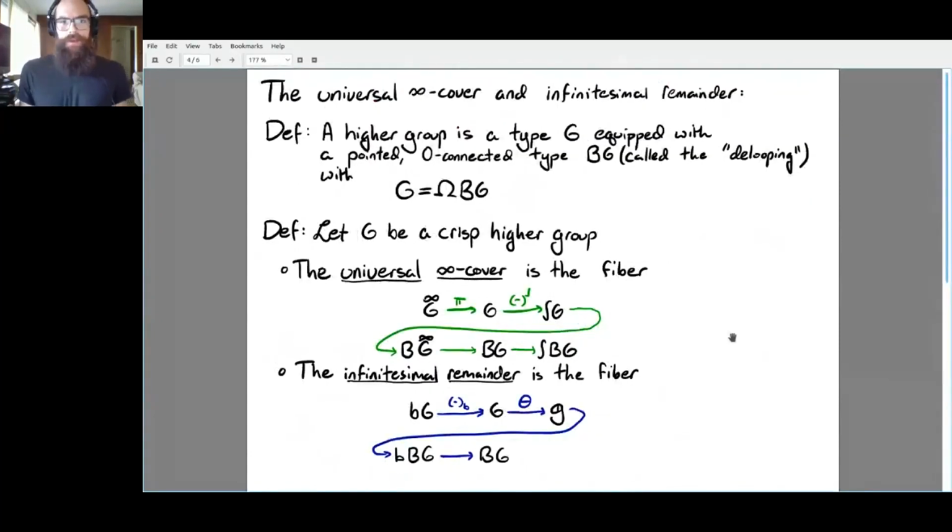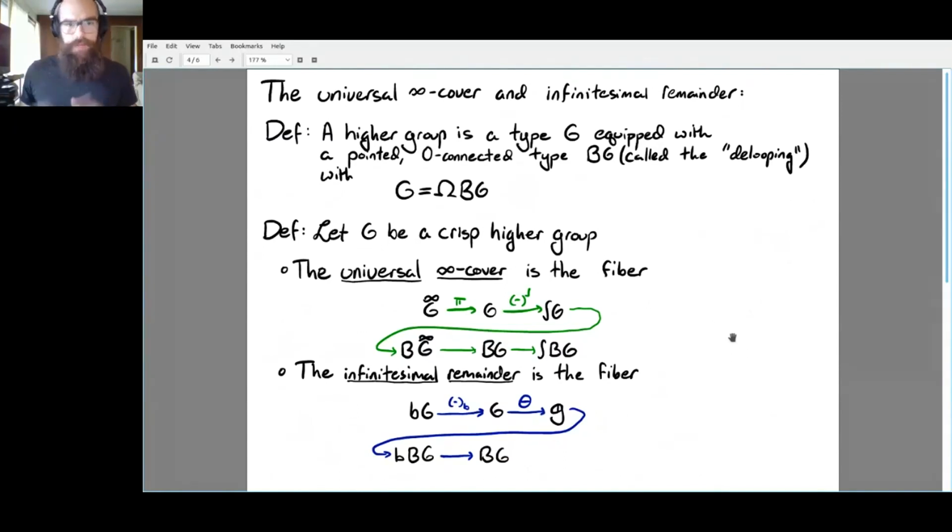So now I need to tell you about the two main players in the modal fracture hexagon. These are the universal infinity cover and the infinitesimal remainder of a higher group. So let me tell you what a higher group is. A higher group is a type, G, which is equipped with a pointed zero-connected type, BG, which we call the de-looping, and an identification of G with the loop type of BG.